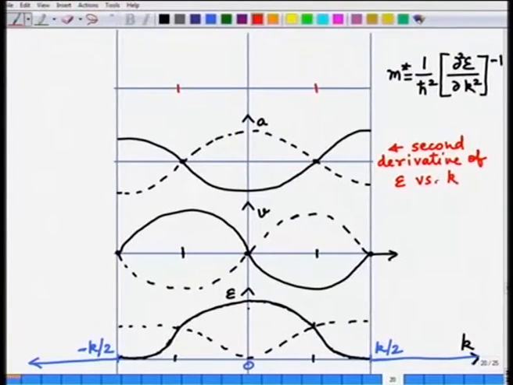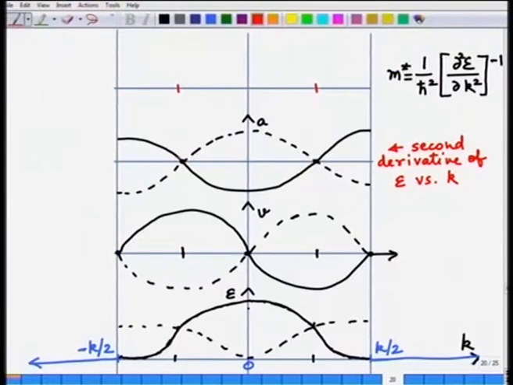Second derivative of the energy versus k curve. Remember, that's what gives acceleration, and if I take the inverse of that, that gives me the effective mass. So wherever this second derivative goes to 0, the effective mass is going to go to plus infinity or minus infinity. That means wherever 0 is here, something will happen, because I need to calculate the inverse of this curve. That curve is what I am basically trying to plot.